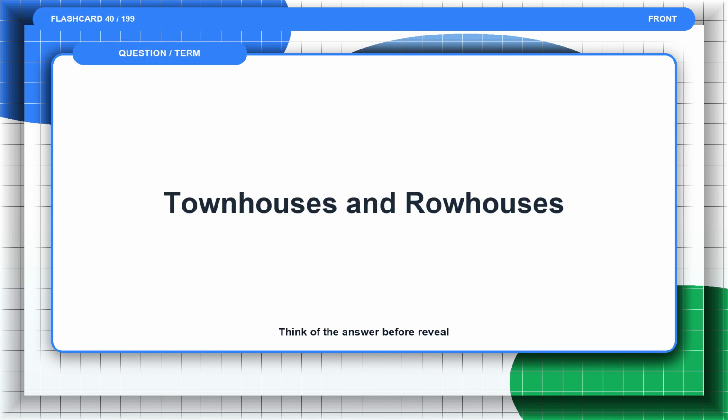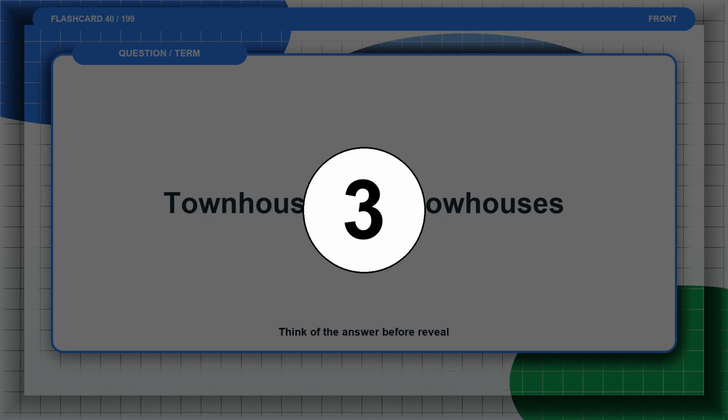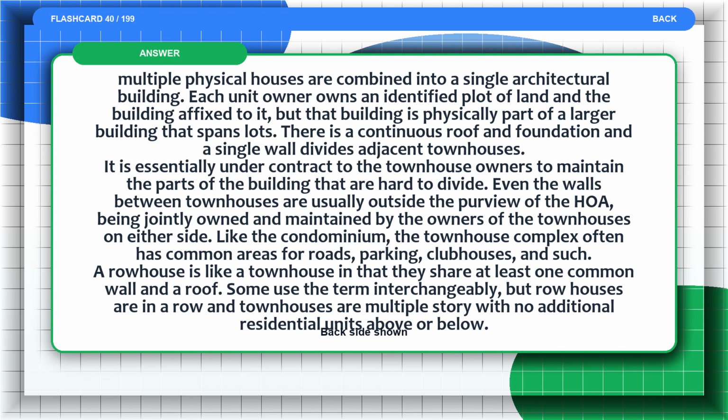Flashcard 40. Townhouses and row houses. Pause and think of the answer before the reveal. The answer is multiple physical houses are combined into a single architectural building. Each unit owner owns an identified plot of land and the building affixed to it, but that building is physically part of a larger building that spans lots. There is a continuous roof and foundation, and a single wall divides adjacent townhouses. The HOA is essentially under contract to the townhouse owners to maintain the parts of the building that are hard to divide. Even the walls between townhouses are usually outside the purview of the HOA, being jointly owned and maintained by the owners of the townhouses on either side.